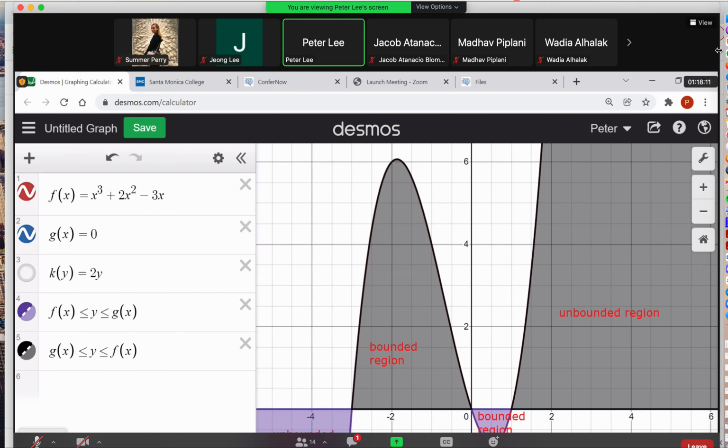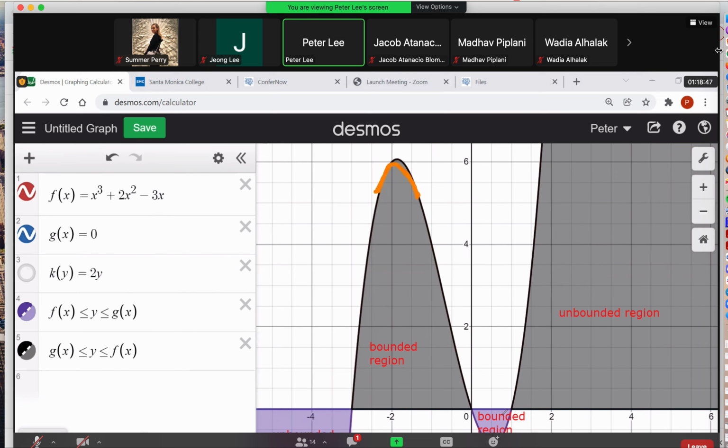When they ask for the total area, what they mean is the total area bounded by these two functions. They are this region in black and the region in purple, but not the big ones, not the unbounded region, but the bounded region. Now note that if you look at the bounded region here, this black curve right here is the upper boundary.